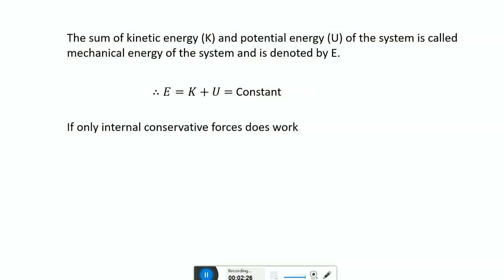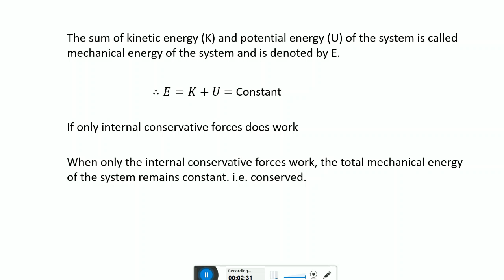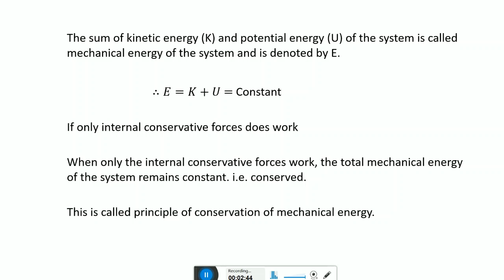The sum of kinetic energy and potential energy of the system is called mechanical energy, and it is denoted by E. Means we can write E is equal to K plus U is equal to constant, if only internal conservative forces work. When only the internal conservative forces work, then the total mechanical energy of the system remains constant or conserved. This is called the principle of conservation of mechanical energy.